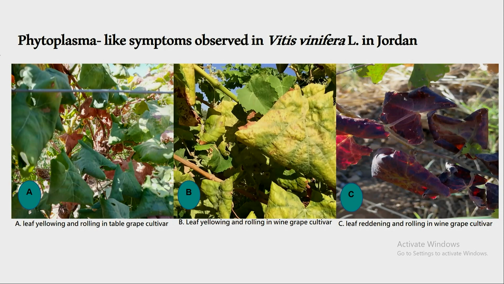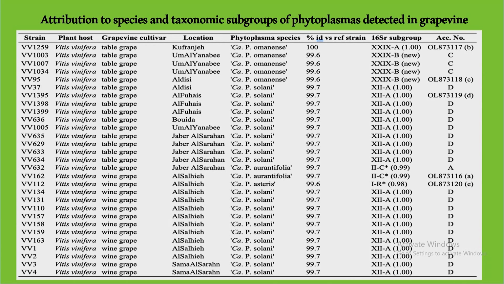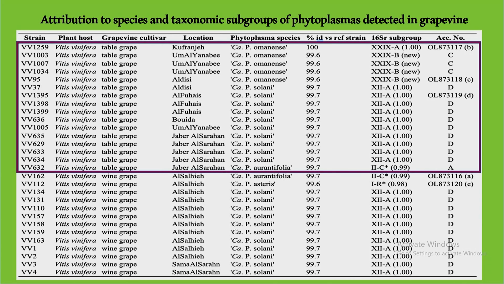With the grapevines, we also have the typical symptoms: leaf rolling, yellowing, and reddening. In the first one, we have the leaf rolling with table grapes, and the other with wine grapes. And this is everywhere. It's not restricted to certain cultivars, table or wine, but it is everywhere. With table grapes, we detected and identified Candidatus phytoplasma species: Omanense, Solani, and Aurantifolia.